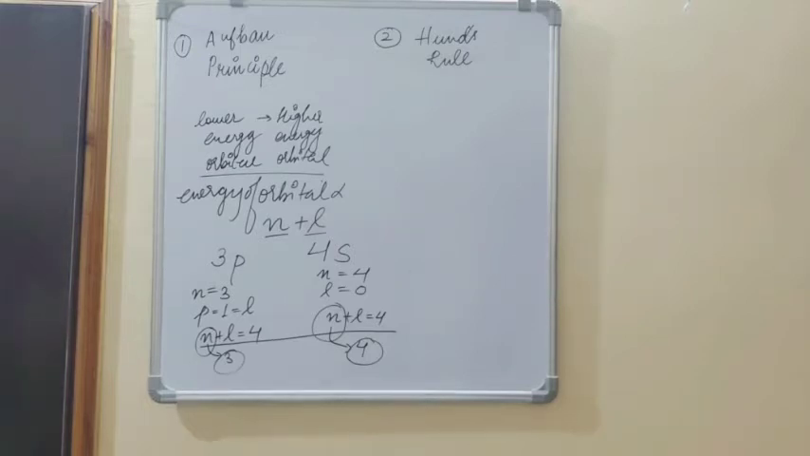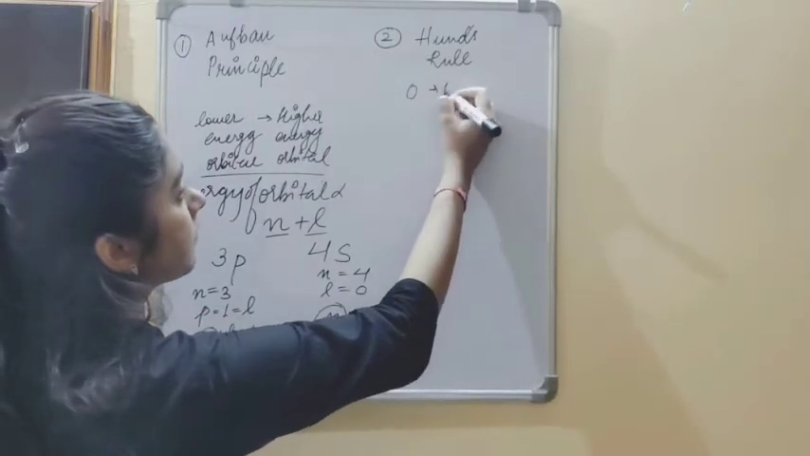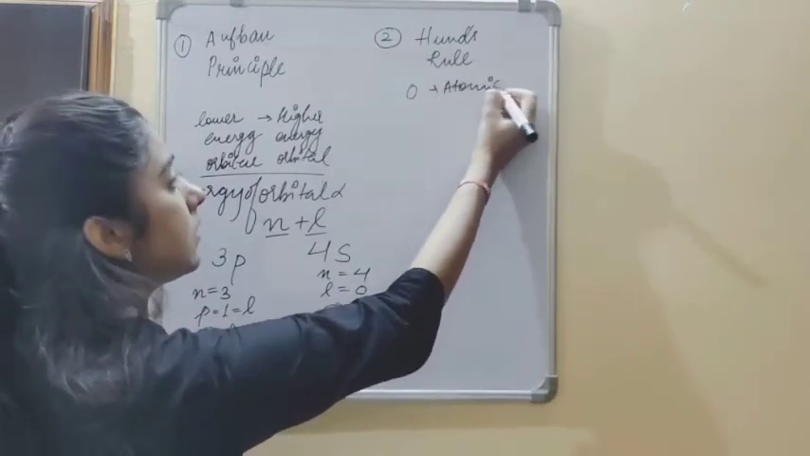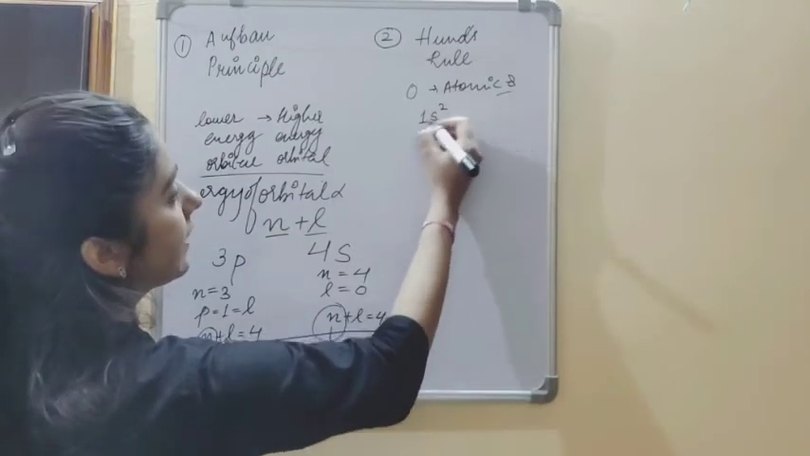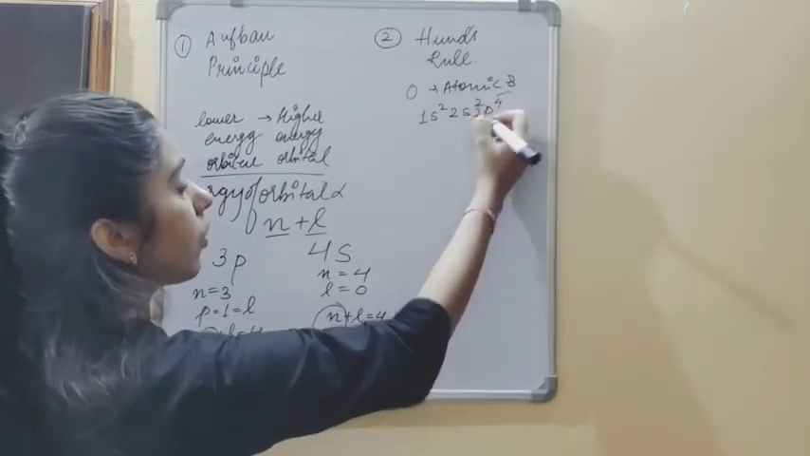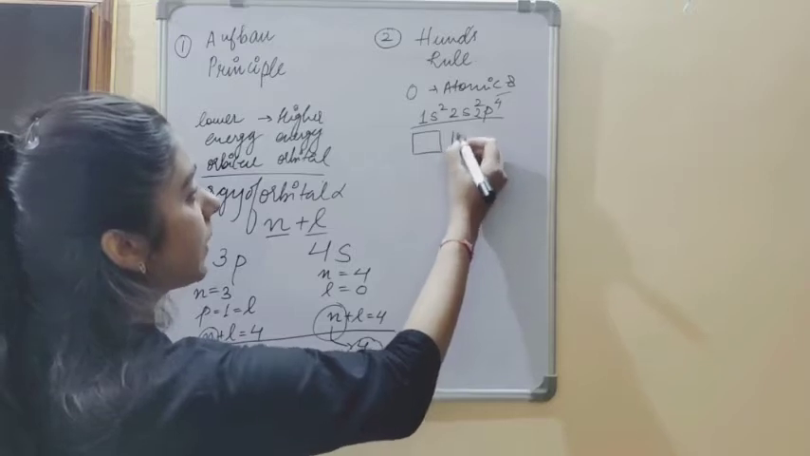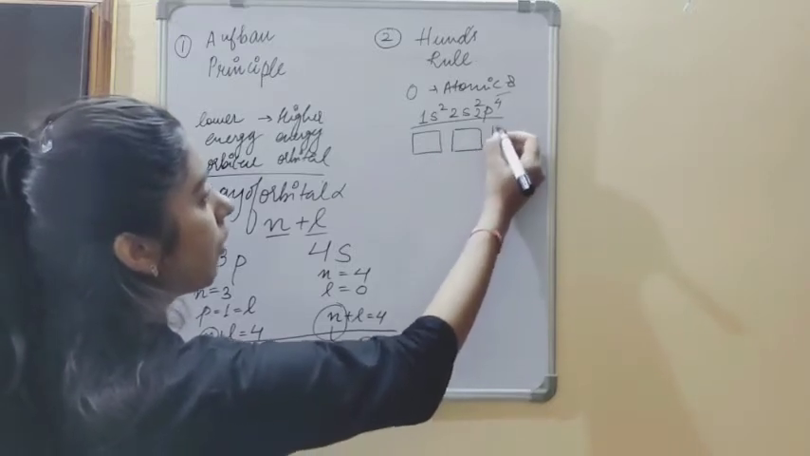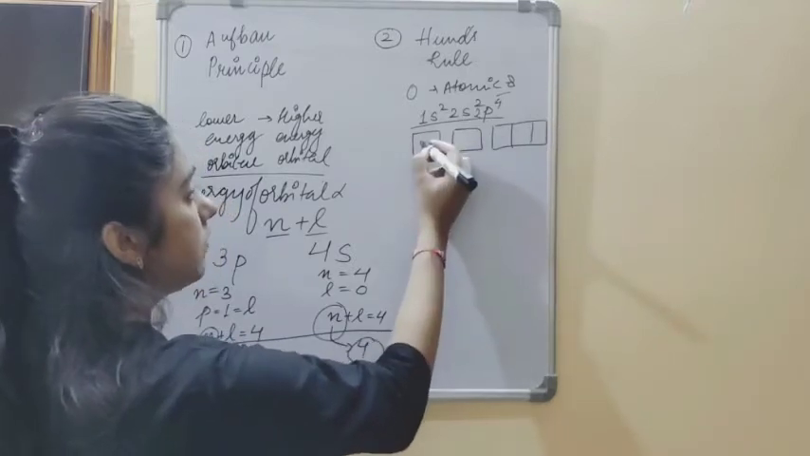Okay. Second one, Hund's rule. Basically here we will consider the example of oxygen, which has atomic number 8. The electrons will fill like this: 1s2, 2s2 and 2p4. For s there is one orbital, again for s one. For p there will be 3 orbitals.